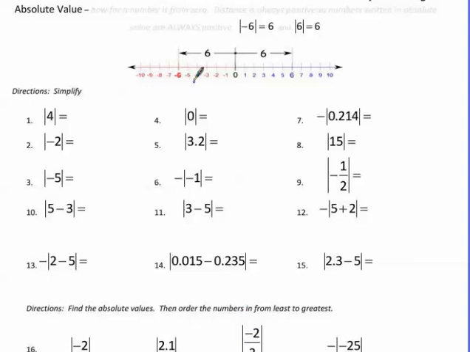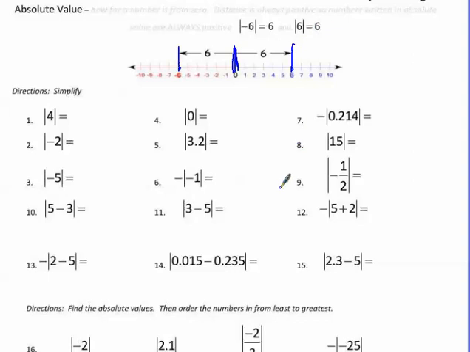Let's talk about absolute value. Absolute value is how far a number is from 0. The distance is always positive, so when written as an absolute value, always answer positive. For example, the absolute value of -6 is 6 units from 0. So the absolute value of -6 is 6. The absolute value of 6 is 6 units from 0. So the answer for the absolute value of 6 is 6.